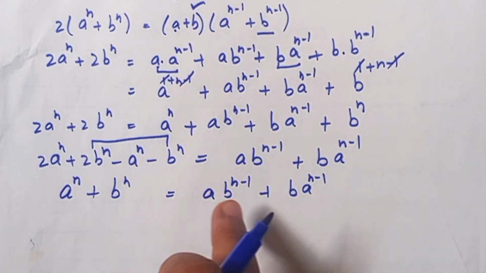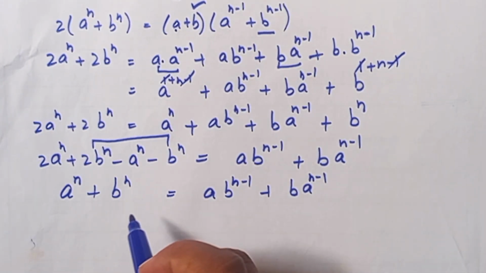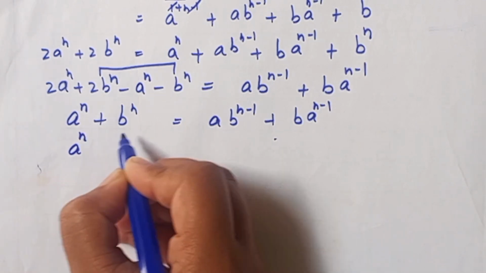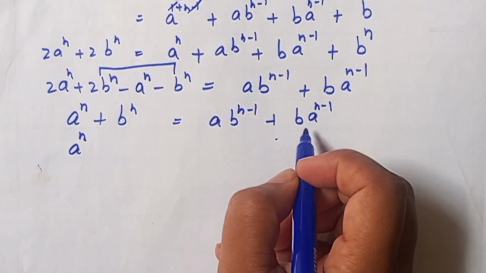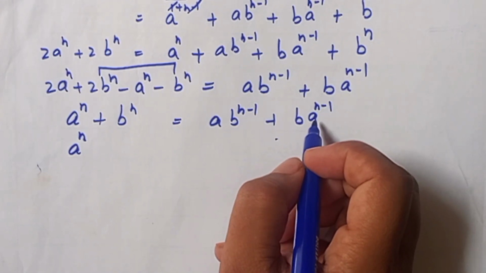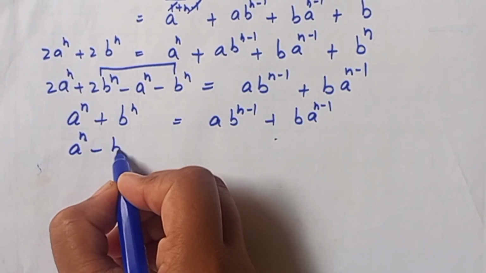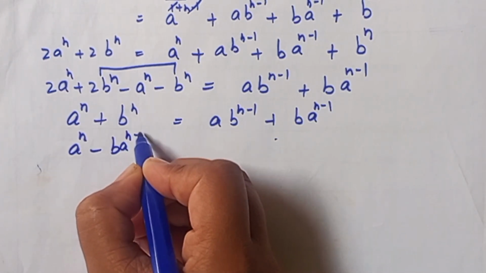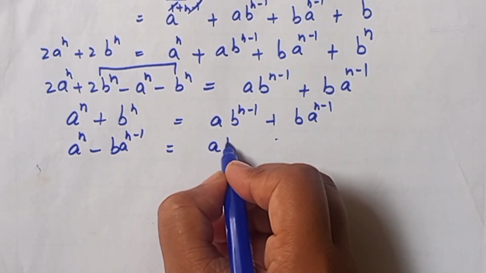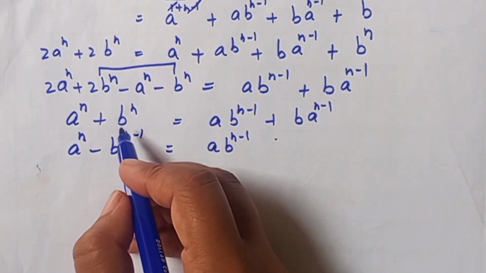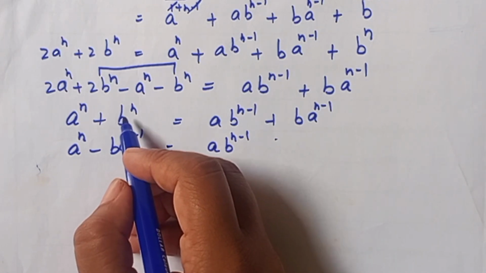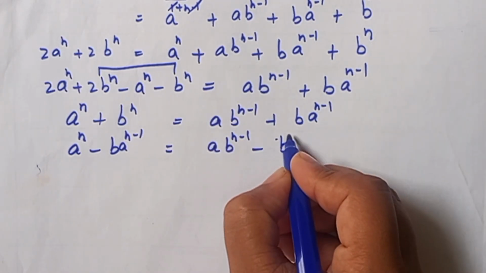Now in the next step, we rearrange some values. So this is a times a raised to the power n. We shift this value b times a raised to the power n minus 1 to the left hand side, so it's a minus b times a raised to the power n minus 1. It's equal to, this is a times b raised to the power n minus 1, so we shift this b raised to the power n to the right hand side, this is a minus b raised to the power n.